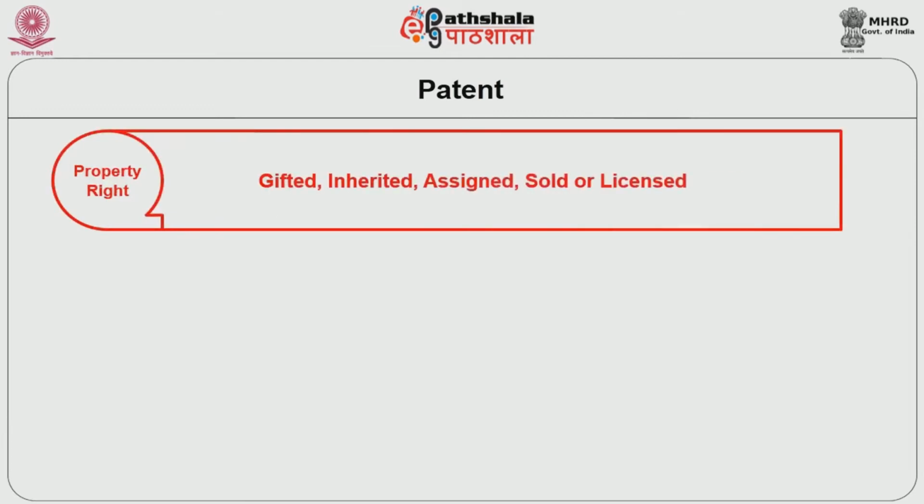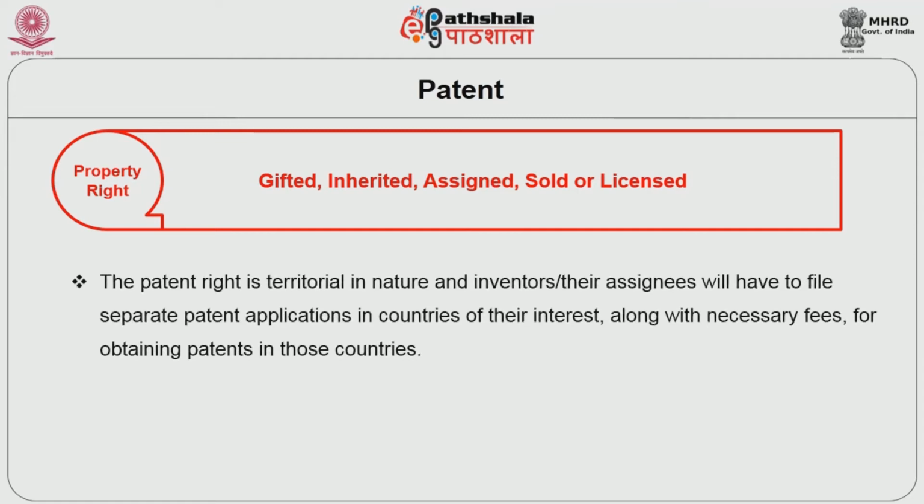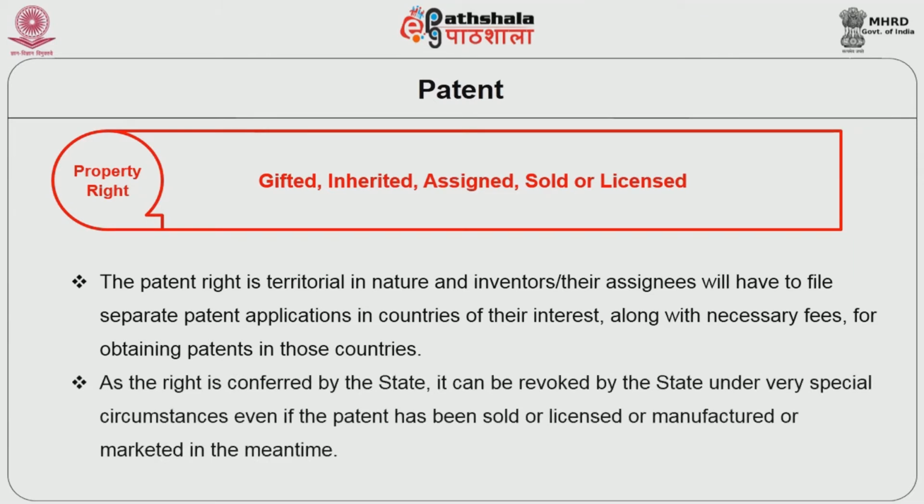So a patent, as per the law, is like any other property. It can be gifted, inherited, assigned, sold or licensed. Since the patent right is territorial in nature, if a country grants a patent, it is applicable in that particular country only. It means that if India gives a patent or intellectual property rights, it can be enforced in that country alone. All the rights are conferred by the state, so in some circumstances it may be revoked by the state, even if it has been sold, licensed, manufactured or marketed in the meantime.